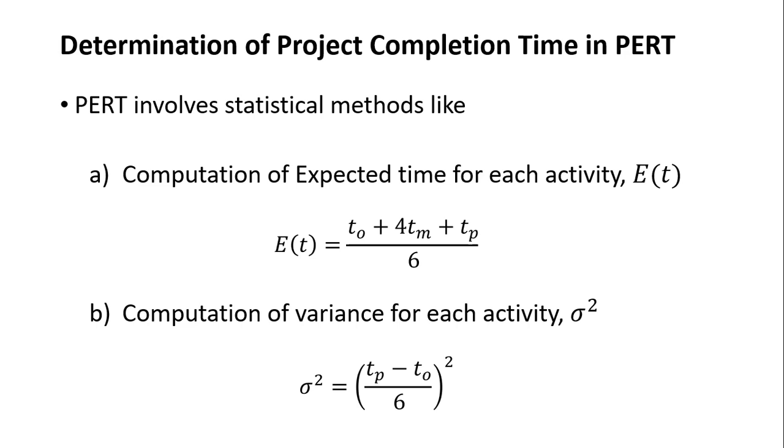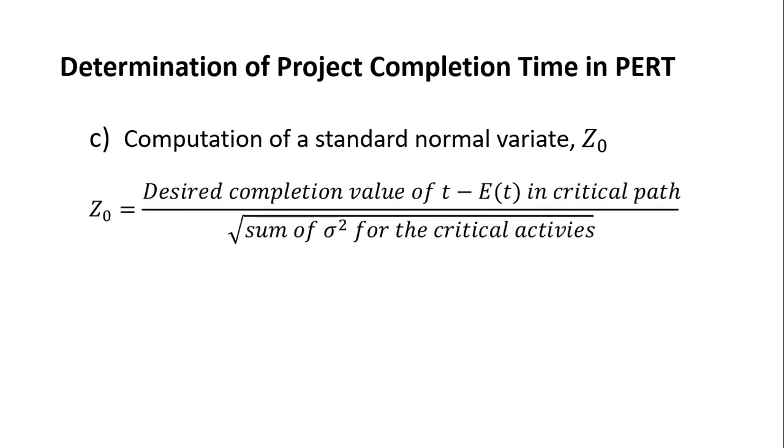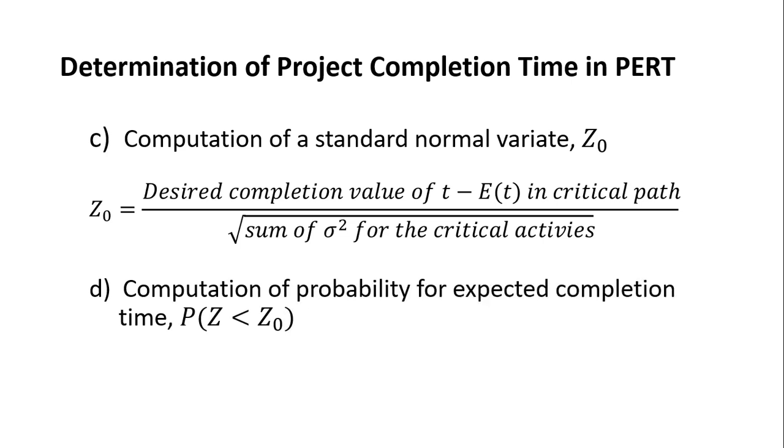After computation of variance for each activity, we need to compute the standard normal variate. The standard normal variate Z0 is computed from the desired completion time minus the expected time for the critical path, divided by the square root of the sum of the variances for the critical activities. And lastly, we compute the probability for the expected completion time as the probability of Z less than Z0. These are the basic statistical methods in PERT to estimate the total project completion time.